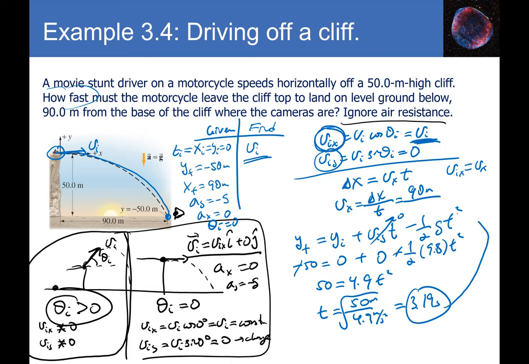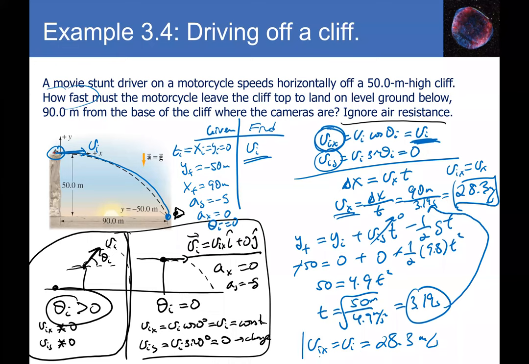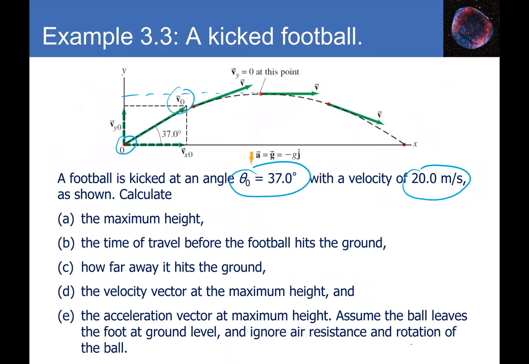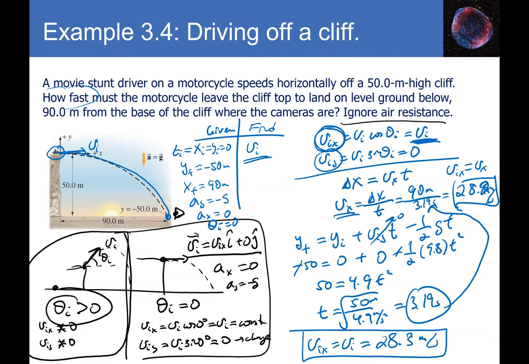I find that, take it and plug it in here: 3.19 seconds, and I can do delta x over time and find that this is 28.3 meters per second. So what I found here is Vx. But since I know that Vix equals Vi for these zero launch angle problems, that means Vi is also 28.3 meters per second. And I'm done with my problem. That means it has to be moving at about 28.3 meters per second speed, or maybe like 28.2 probably, in order to get to that position. There you go. All right.